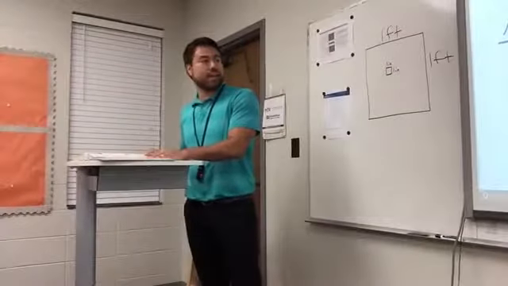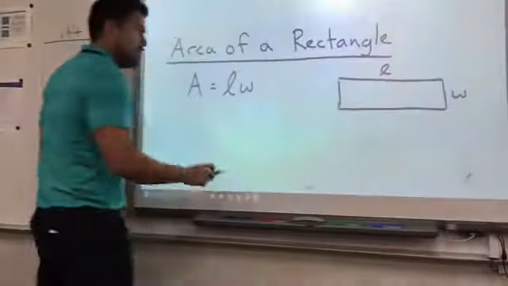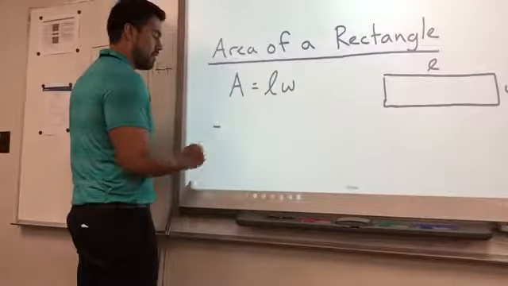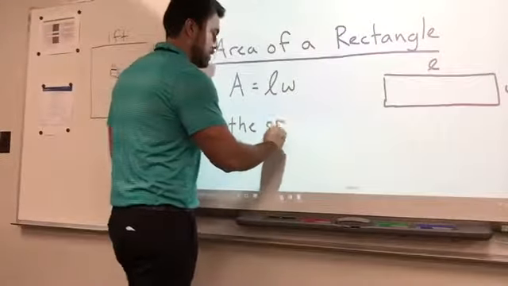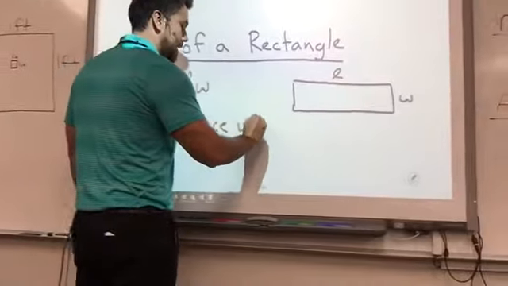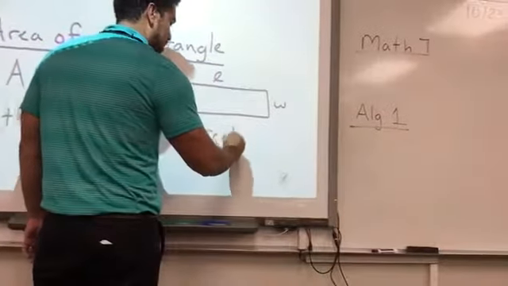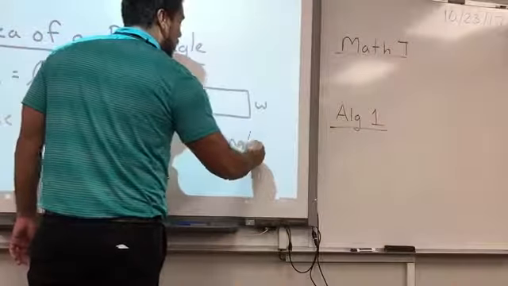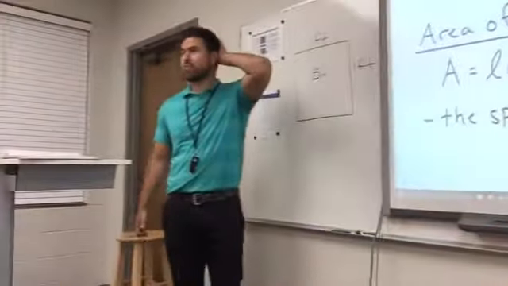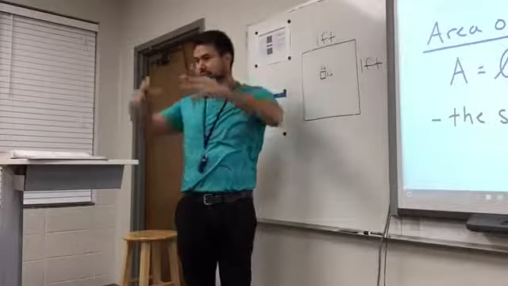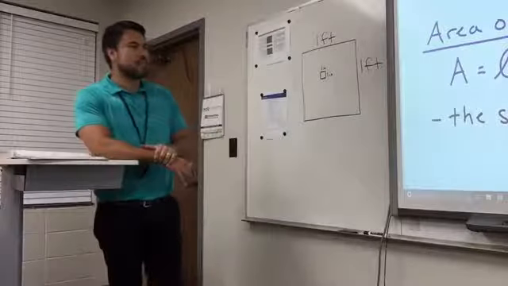Okay, let's look at example number 2. That's what I'm looking for. And I want us to write out this definition of area. Area is the space within a rectangle. And rectangles are two-dimensional. We're not talking about a rectangular prism, which is 3D. That's like a 3D box. No, we're talking about the surface. So the space within a rectangle.